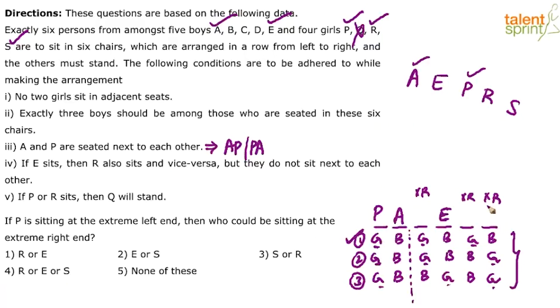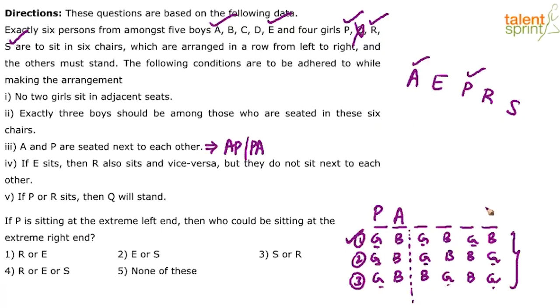R cannot come here. Yes or no? Can R come in this place? No. So one case we have verified. Let's look at the other case within case 1, right? What if E comes here? So we are trying to find out who will come in the last position. That's the question, right? Who could be sitting in the extreme right hand? So far we have not got anything, right?